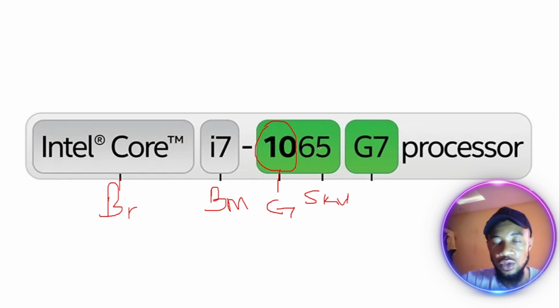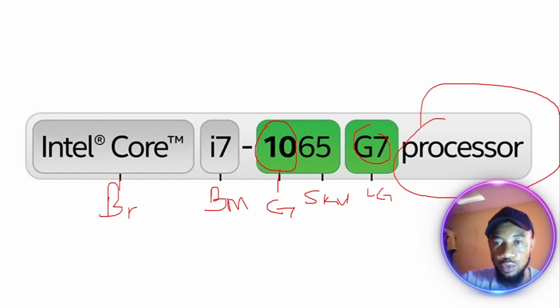So depending on the number, it's just a number and a letter that they use to identify their products. Okay, so the G7 here identifies the level of graphics. Okay, the level of graphics. Then of course this is a processor.